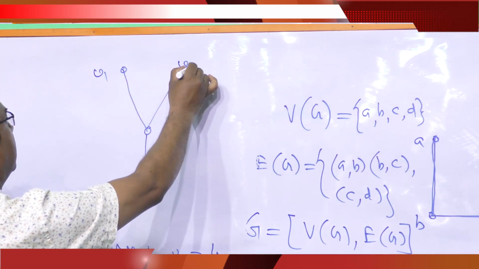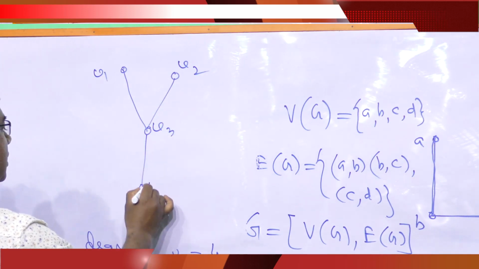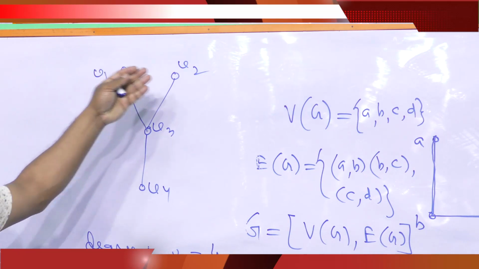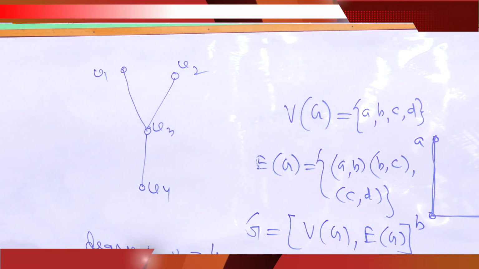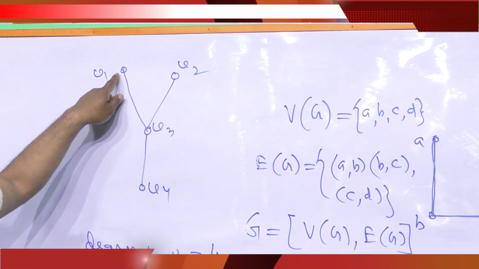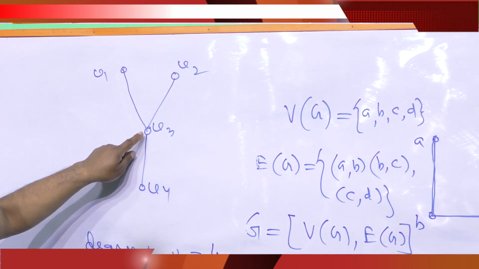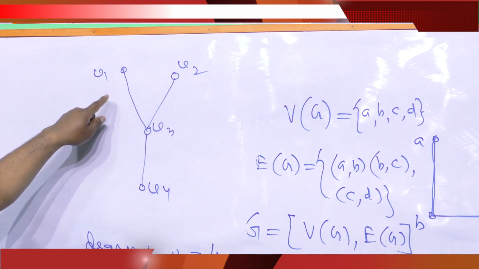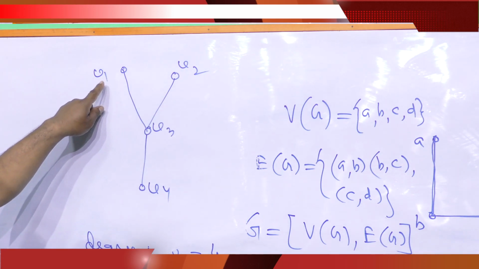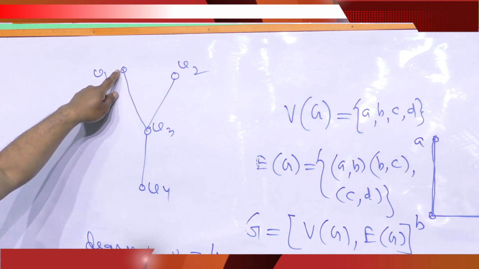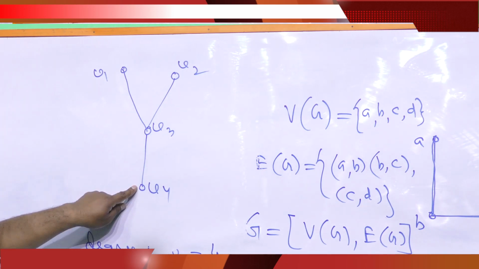B1, say B2, B3, B4. So we can go from any vertex to any other vertex. Say from B1 to B2, we can go like this: B1 to B3, B3 to B2. Suppose we want to go from B1 to B4, we can go like this: B1 to B3, B3 to B4.